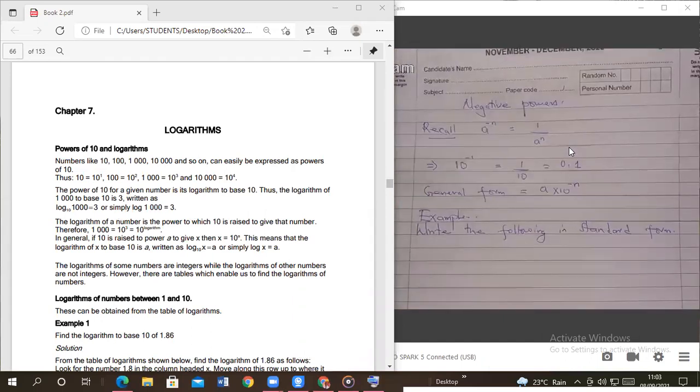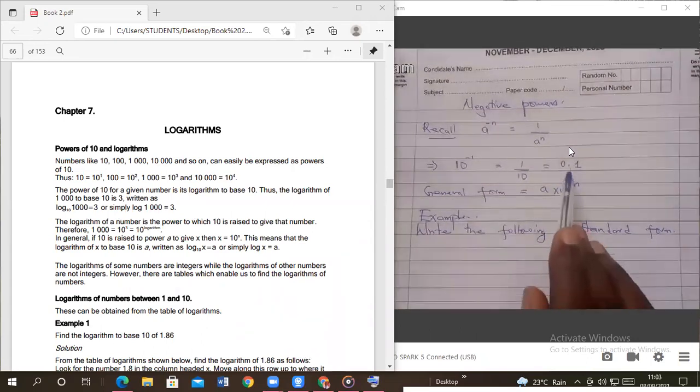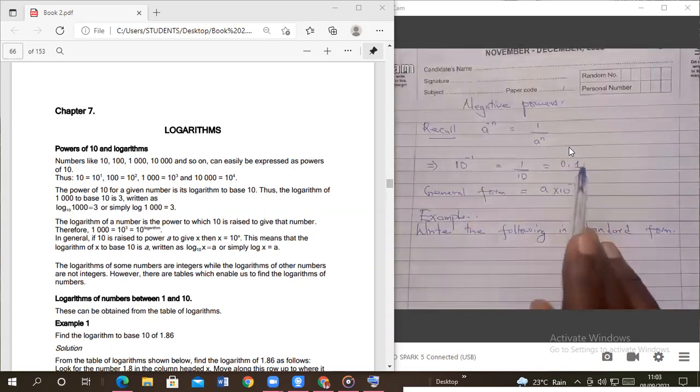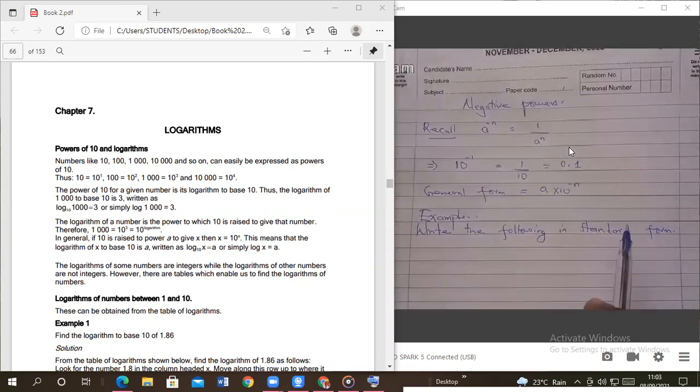What have you discovered when you look at it from the indices? Which means for us to have a negative power, the number must start with 0 point. Must be 0 point something, not so? Yes. So that's when we can have a negative power.